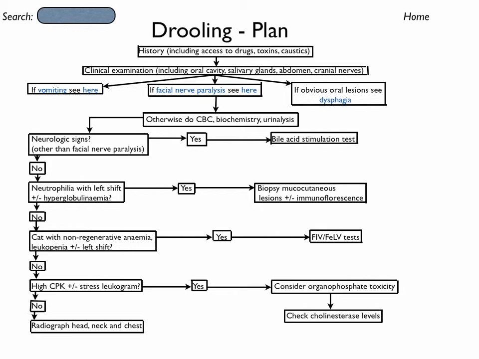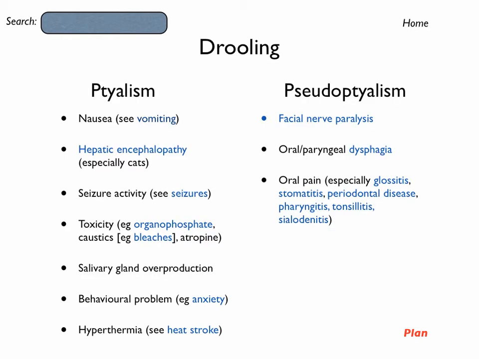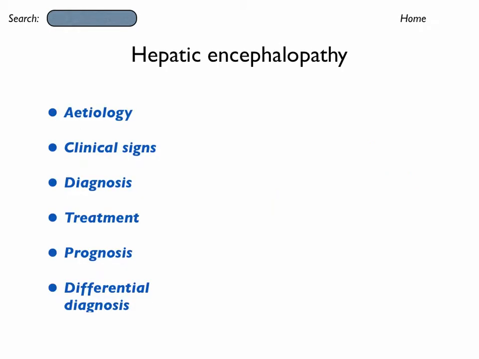The bile acid stimulation test comes back positive. In other words, there is significant liver dysfunction. So we'll go back to our list of differentials for drooling. And second from the top is hepatic encephalopathy. So it does seem that this cat has hepatic encephalopathy. So we'll click on that, which will bring us to that particular syndrome.